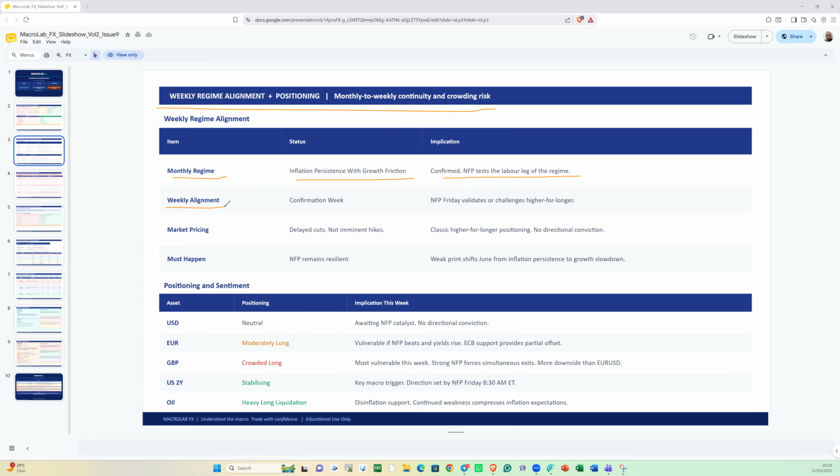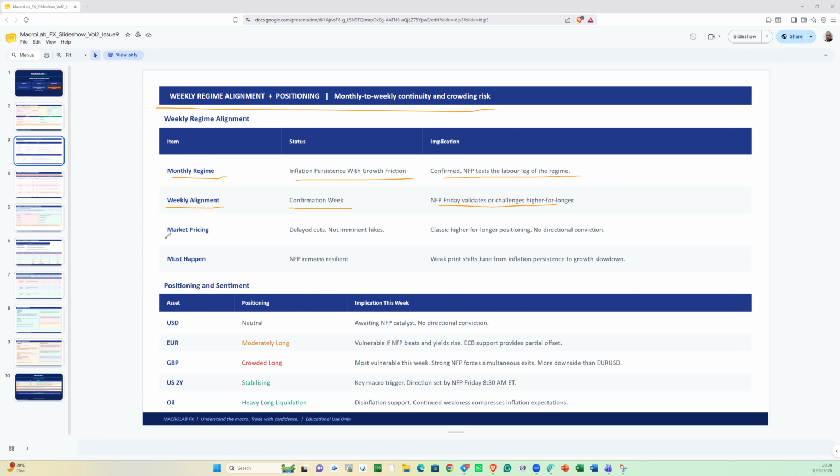So we need to also look at the weekly alignment. What's the weekly alignment saying? This week is going to be about confirmation week. Why? Because the labor market constitutes the major probability we use in measuring the health of any economy we're looking at. So the US labor market gives us confirmation into what the monthly regime is actually saying. So NFP Friday validates or challenges the higher for longer narrative. Like I said before, it is very simple.